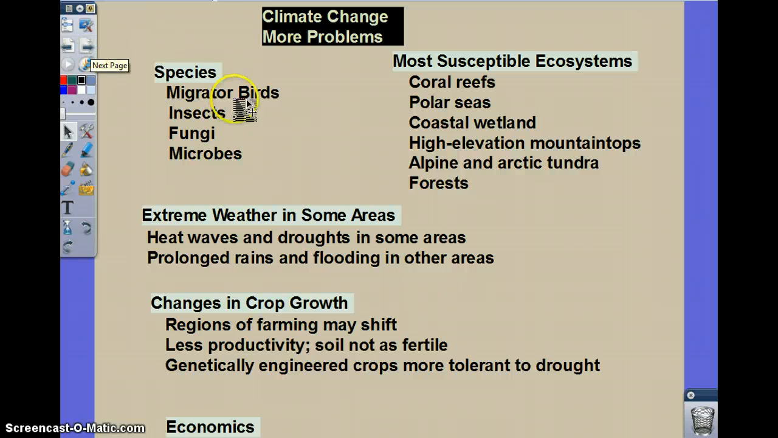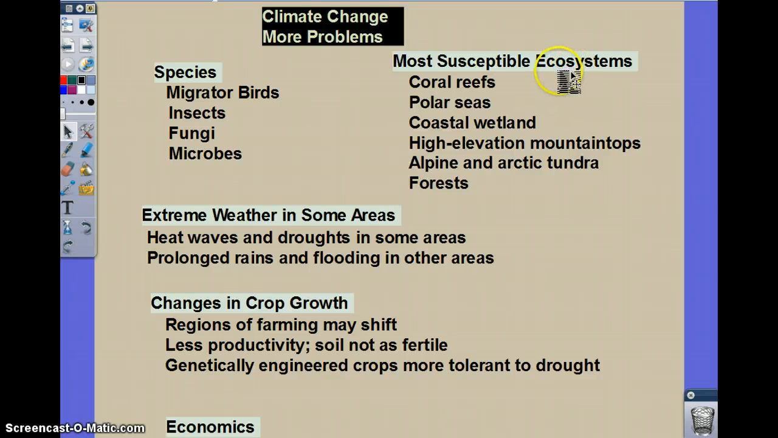More problems associated with climate change, and you need to be very familiar with these. It's going to affect migratory patterns for birds. They are going to leave at earlier times because they travel according to weather. As we talked about in class, insects or microorganisms may thrive in these conditions, so we're going to see an increase in those species instead of a decrease.